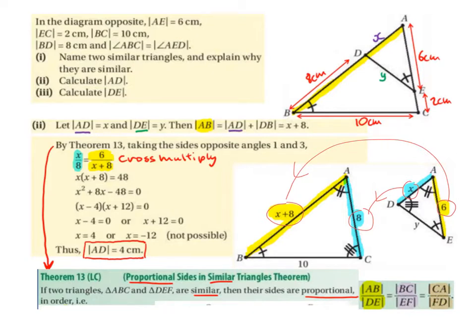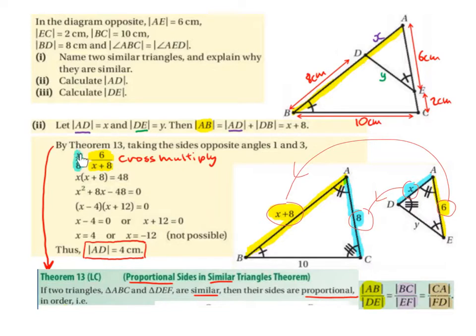So I've taken the smaller triangle side values to be the numerators, so x and 6, and the larger triangle side values to be the denominators, so 8 and x plus 8. But it doesn't matter if these were to go on top. So then we just cross multiply and then solve for x.